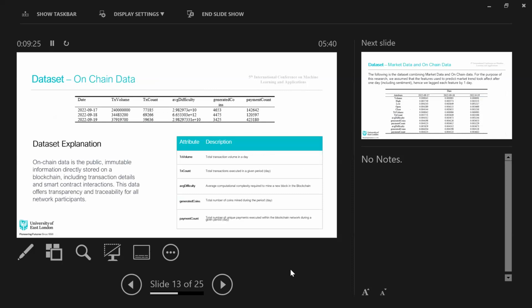So here we have the on-chain data. This is the blockchain data, essentially the underlying infrastructure that Bitcoin runs on. You can see that we have five columns here. Volume is almost similar to what we saw in the last data set: the total transactions volume in a day. The TX count is the total transactions executed in the day. Average difficulty is the computational complexity to mine a new block for the blockchain. Generated coins is the number of coins mined, and the payment count is the unique payments executed within the blockchain network during that day.